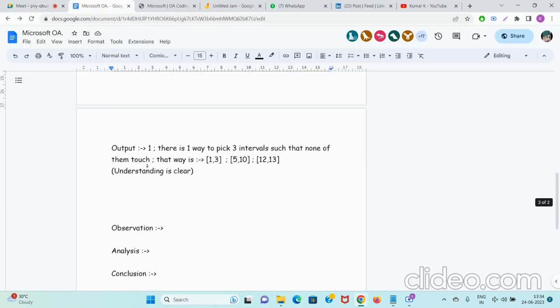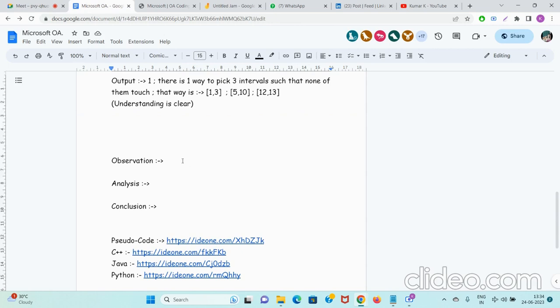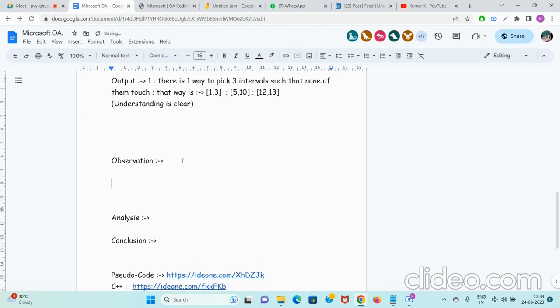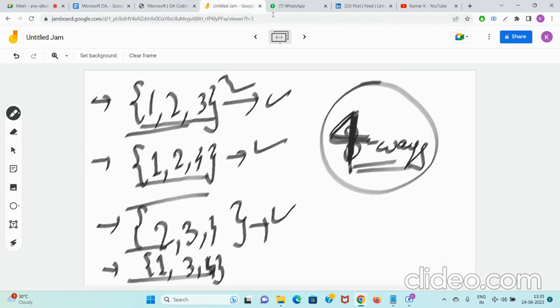Now, let's come below. So, observation, guys, observation. Let's think about what happens. Let's try to fix the middle interval, okay? Now the answer is simple, guys. Let's try to fix the middle interval. That's it.